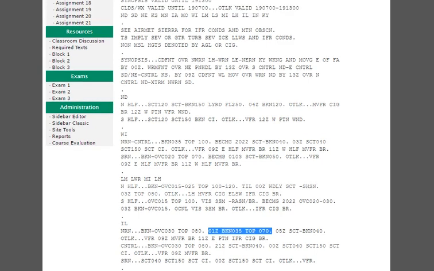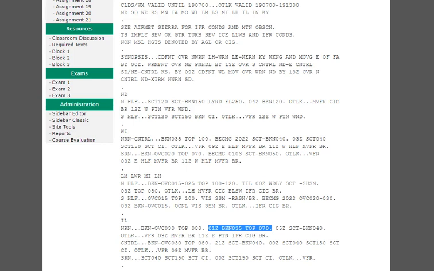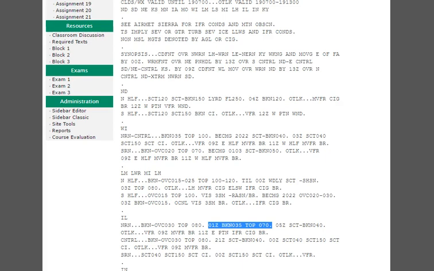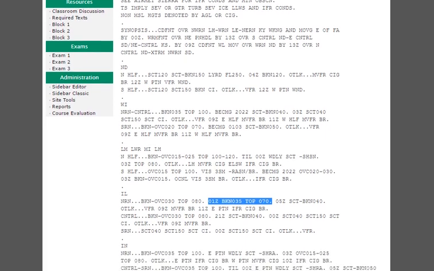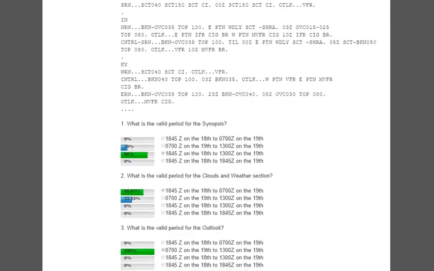You will never see visibilities reported less than 3 miles in the area forecast, because the area forecast deals with VFR weather, not IFR. And IFR is less than 3 miles visibility. So the correct answer is 3 to 5 miles.